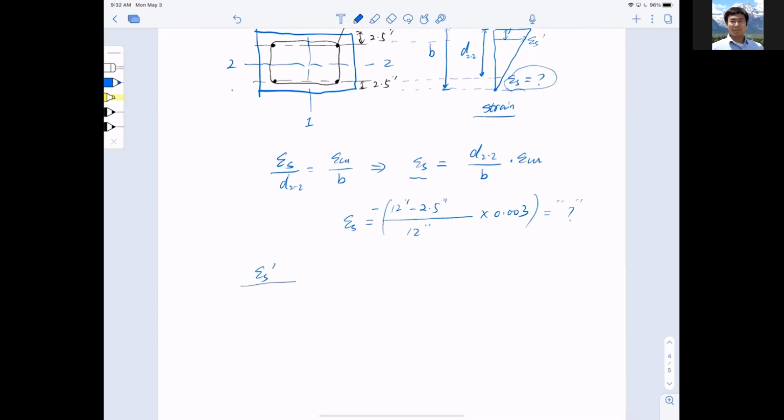Epsilon s prime divided by d minus ds prime equals epsilon cu divided by b, and that gives me epsilon s prime equals d minus ds prime divided by b, multiplied by epsilon cu. Again, this d is d2, which is b, 12 inches, minus 2.5 inches, minus ds prime 2.5 inches, divided by b, 12 inches, multiplied by 0.003.